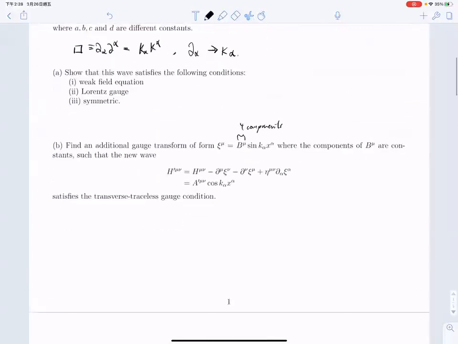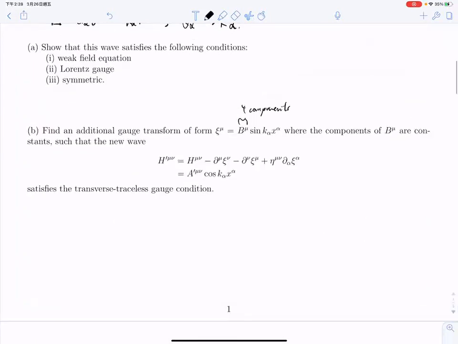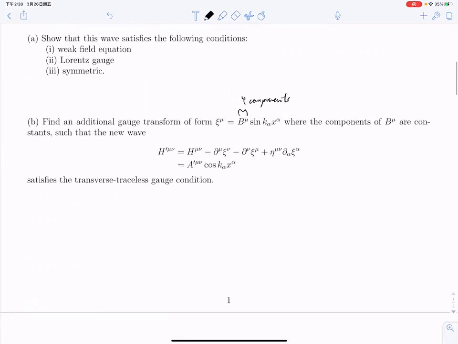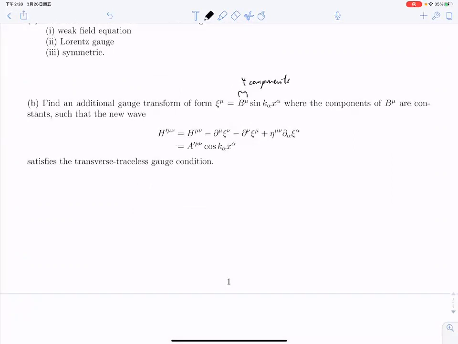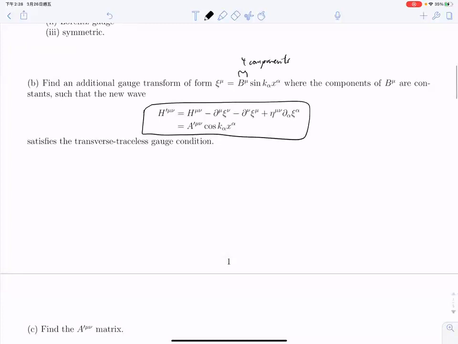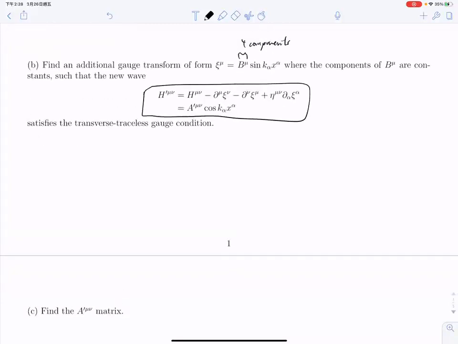So let's move on to part B. We apply a gauge transformation with an arbitrary gauge parameter B mu times a sine wave, and the B mu has 4 components, such that we have a coordinate-transformed H mu nu prime. We assume this wave satisfies the TT gauge, the transverse traceless gauge condition. So you can try it now. I give you 4 minutes.